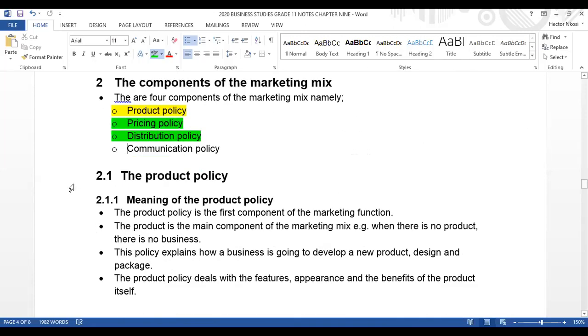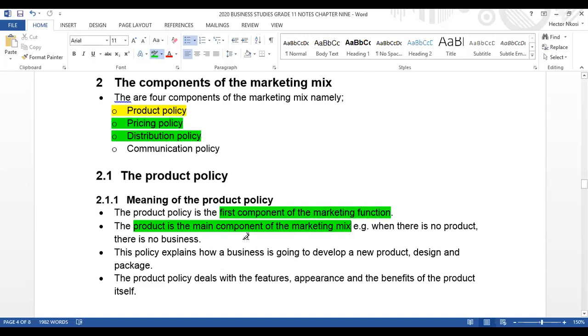Now, before I start anything, what I need to do is start with our product policy. I'm going to explain what a product policy is, right? The product policy is the first component of the marketing function. That is what we mean by your product policy. The product is the main component of the marketing mix. When there is no product, there is no business. Otherwise, you wouldn't have a business if you don't have a product. You need products in order for you to run a business, right?